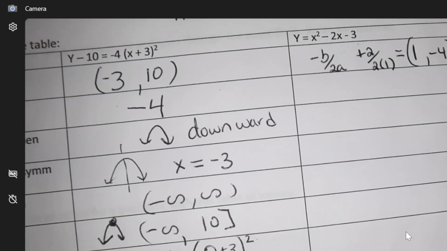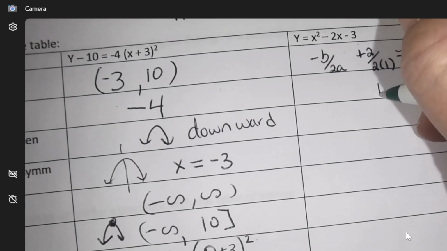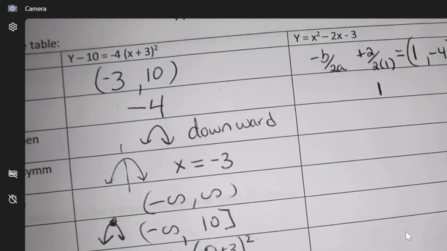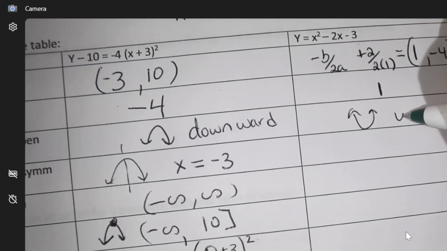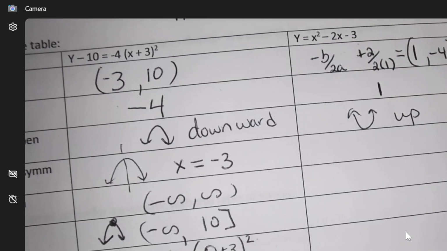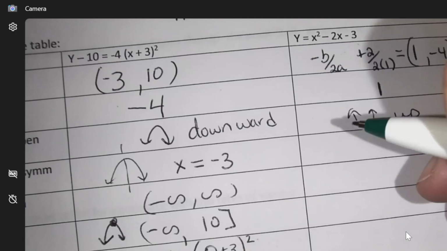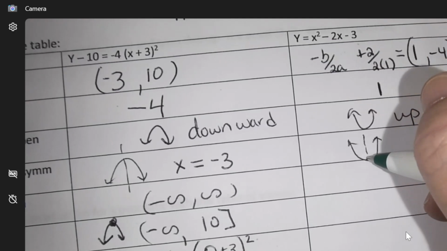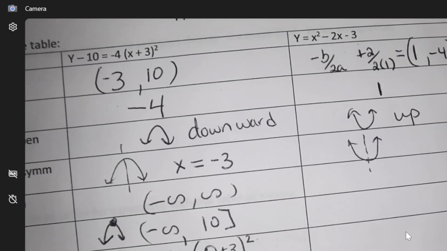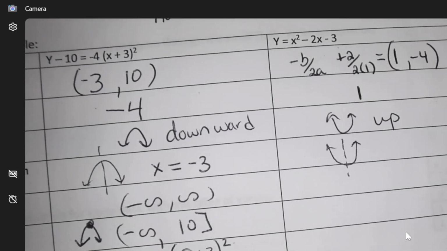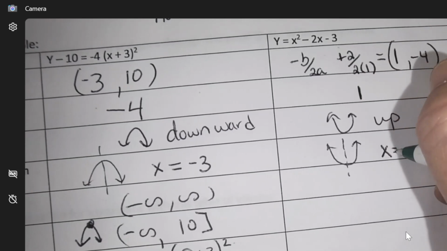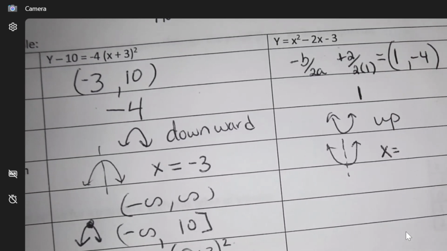Okay, slope, so what's the multiplier in front of x squared? 1. 1x squared, 1. So then it would open just up. Positive 1. Axis of symmetry, if we could cut it, x equals, and you got to find that with the x value, 1.